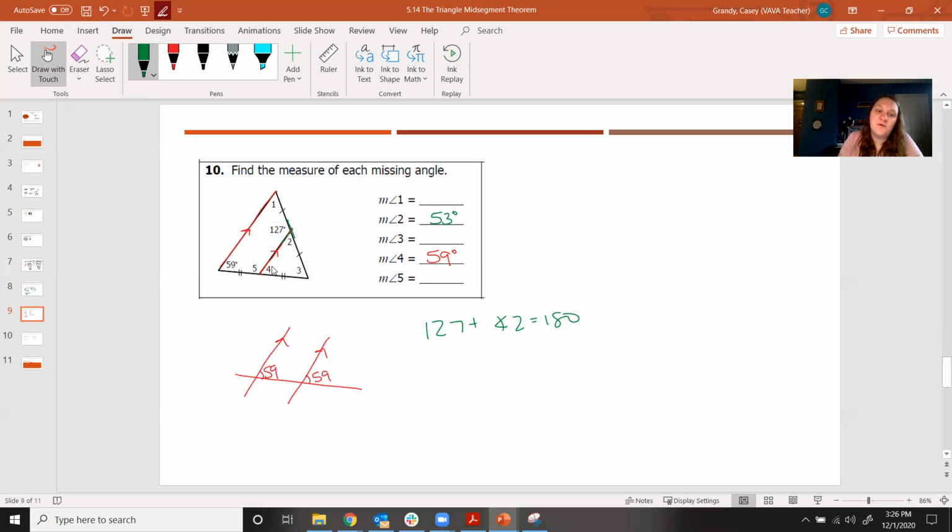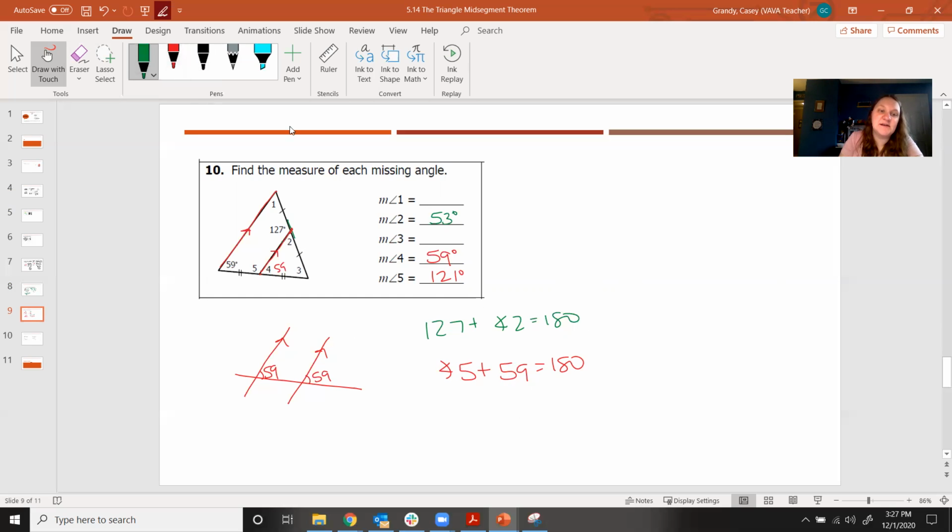We know that angle 4 is 59. Well, I can find angle 5 because 4 and 5 are a linear pair. So angle 5 plus 59 has to equal 180. So angle 5 has to equal 121, because if you subtract 59 from both sides, you get 121.